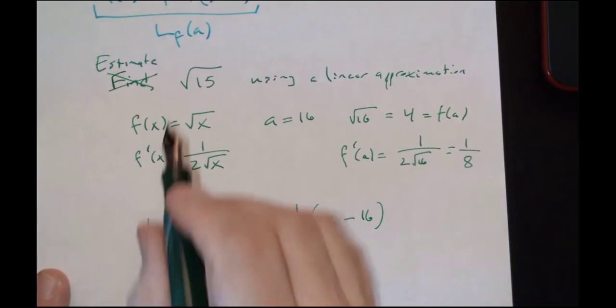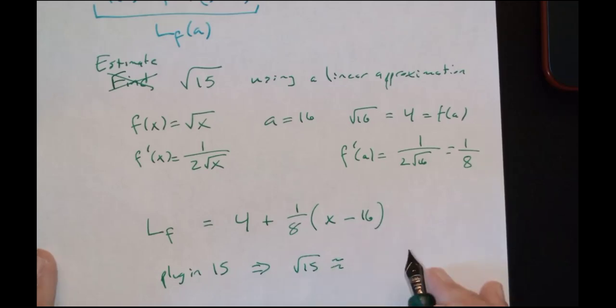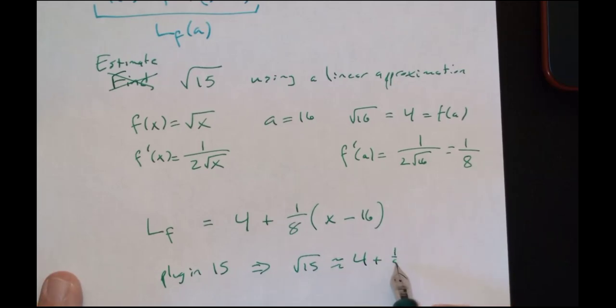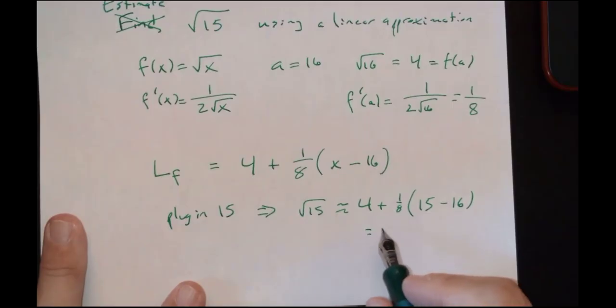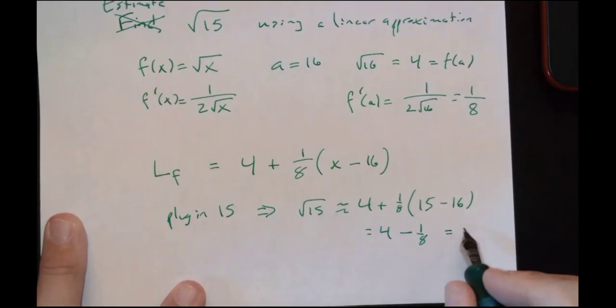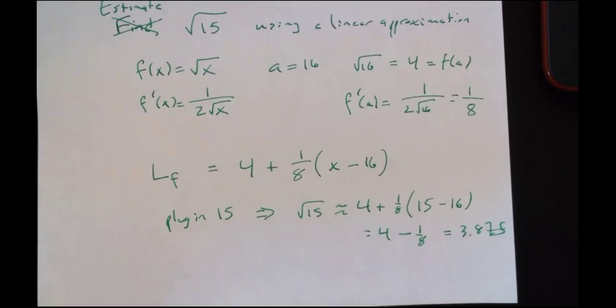So if I want to do 15, the square root of 15 is roughly 4 plus 1/8 times 15 minus 16. Well, that's 4 minus 1/8, or 3.875. How close am I?